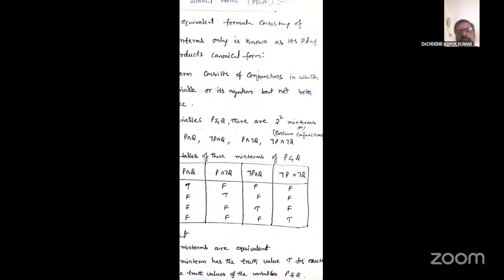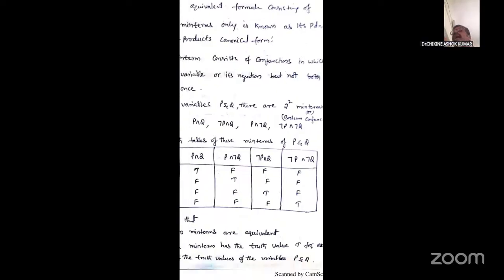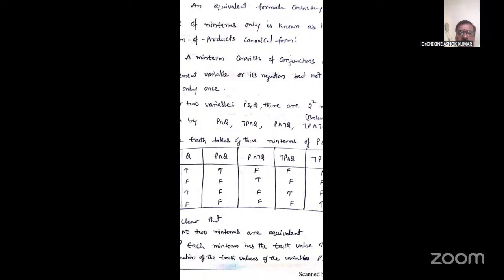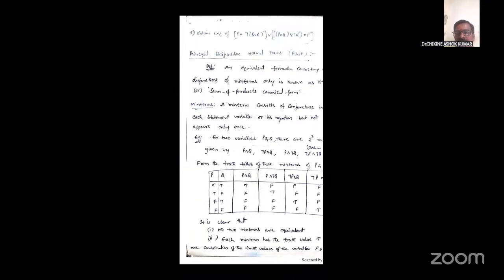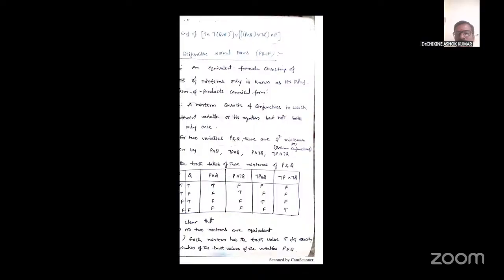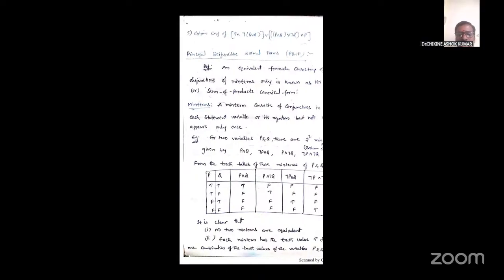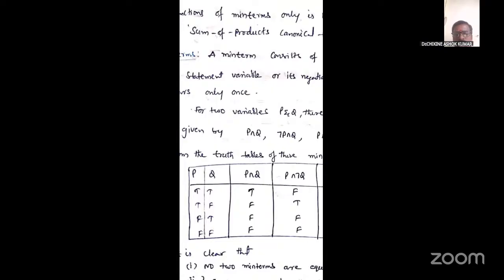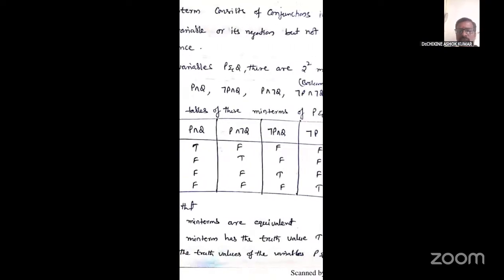These are the four minterm combinations. Any two minterm combinations cannot be the same; simply, they are not equal. All are independent of each other. Each minterm has truth table value T for exactly one combination of the truth values of the variables P and Q. So we can select each minterm as having the truth value true only for exactly one combination of the truth values of the variables P and Q.